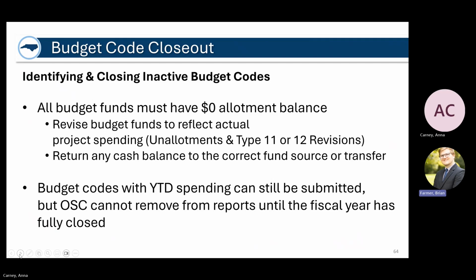So if you have a budget code that you are wanting to close, so let's say you are done with all of the projects in that budget code, and you want to pull it off of your reports, first thing you'll need to make sure is, as we mentioned with the transfers, you'll want to find any allotment balance that's left over, unallot it, and transfer it where it needs to go, because we really want the budget to match allotments to match actuals there. So we should see 0 allotment balance. So we're going to do revisions and allotments to make sure those are all aligned.